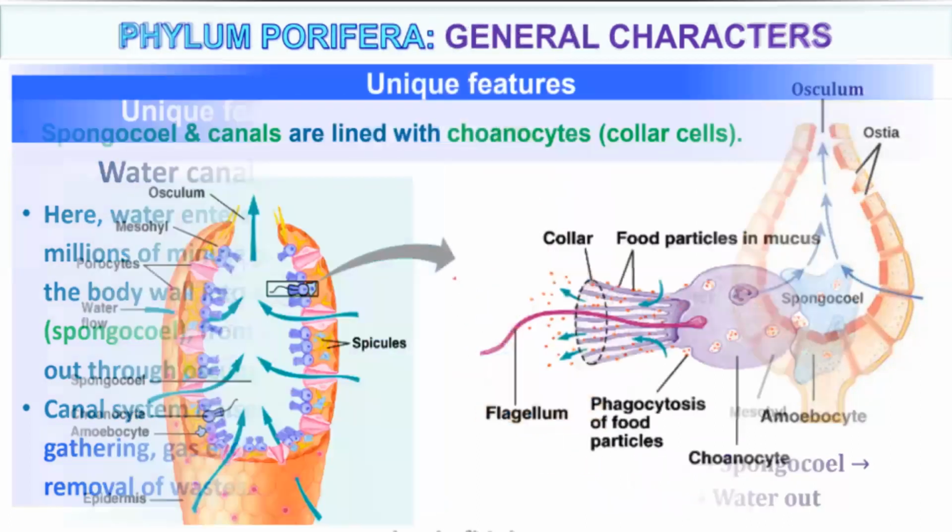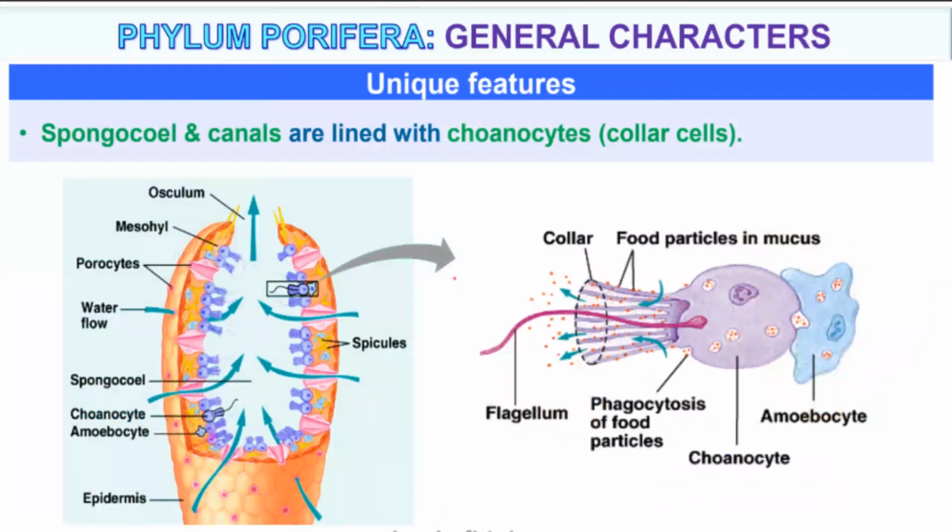Next, unique feature: the spongiocele and canals are lined with choanocytes, the collar cells. The spongiocele and canals are lined with this structure called the choanocyte.